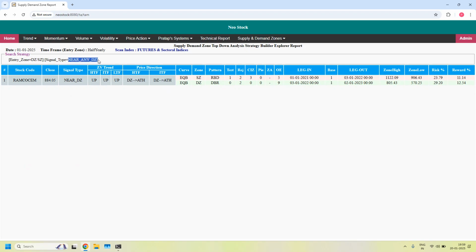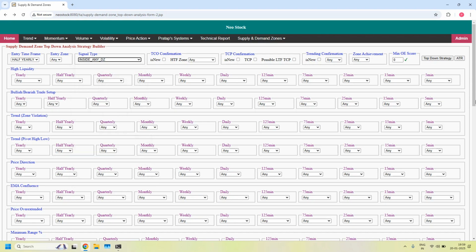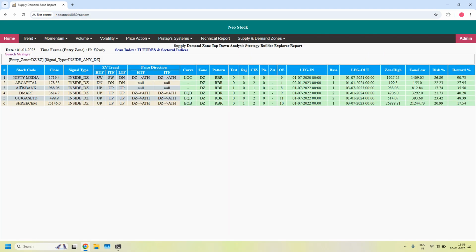Sorry, we made a mistake. It's near the demand zone. We have to look for inside the demand zone. So we got 6 stocks. Currently price closed in these 6 half yearly demand zones.